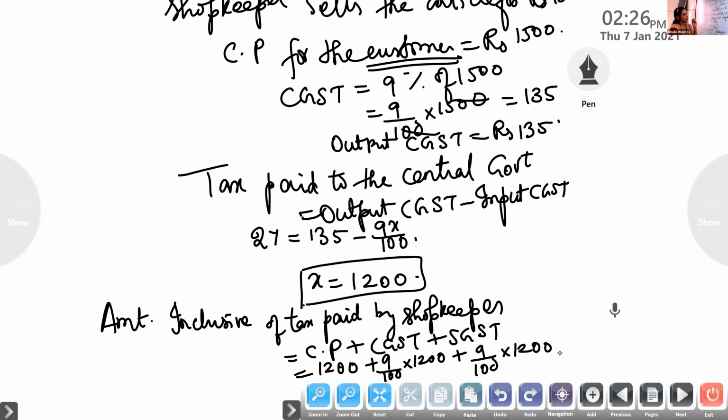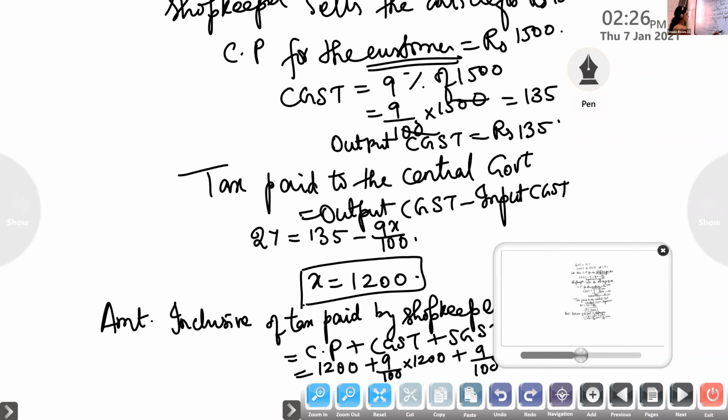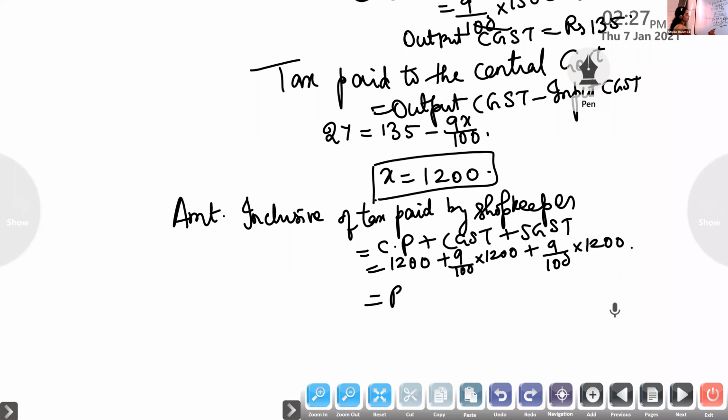So what is the answer, children? 1,416. So it is rupees 1,416. Okay. Is it clear? Is it okay?